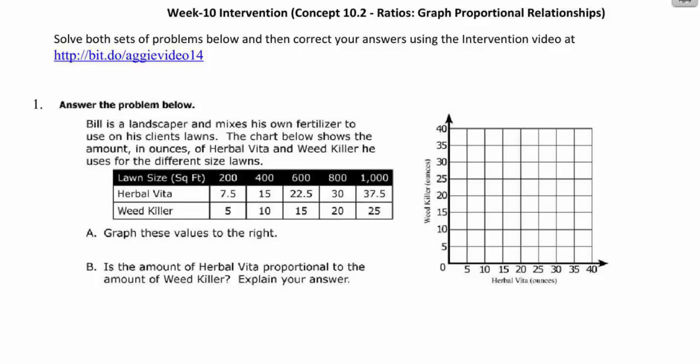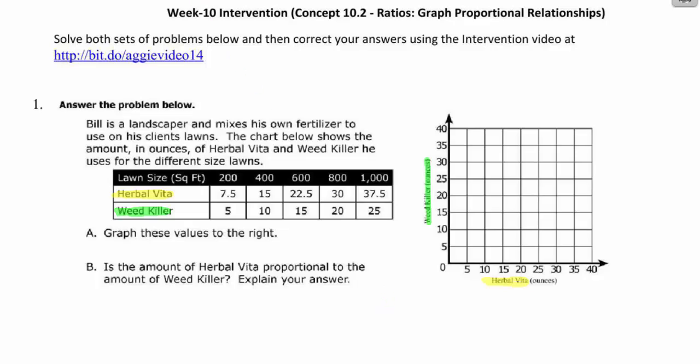Okay, let's jump into the problem itself. Bill is a landscaper and he mixes his own fertilizer. That makes sense. It's a lot cheaper to mix your own. Bill uses a lot in his job. Here's the chart that shows how the fertilizer gets mixed. This is one of the common mistakes, so we're going to make sure we put the right information in the right spot. This 7.5 will be going over 7.5, and this 15 will be going over 15. We also know that the weed killer goes on the y-axis.